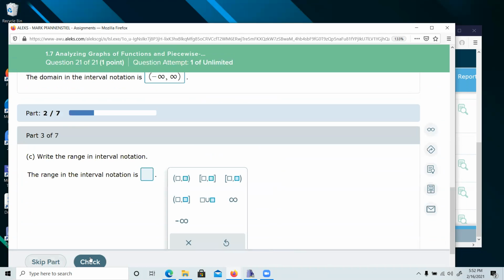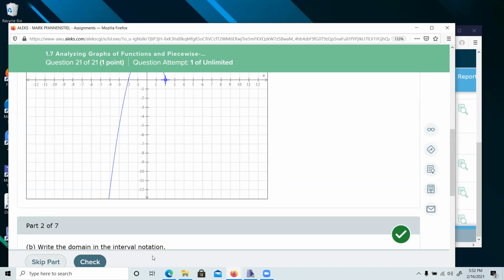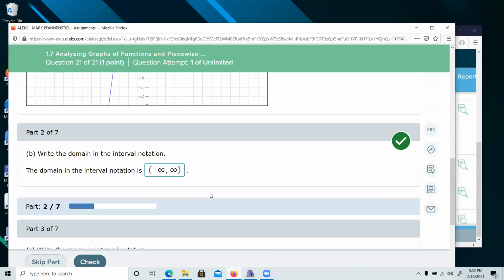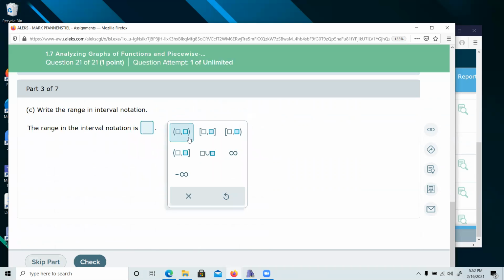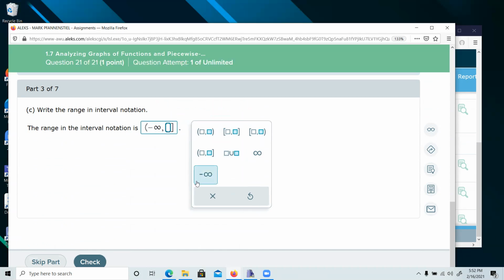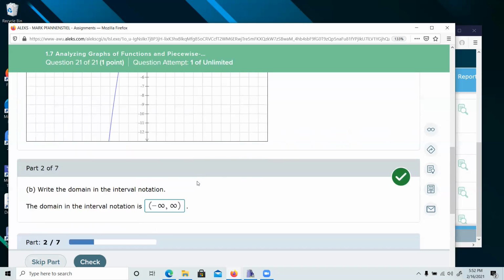I hope they ask us the range. They do. Oh, look at this. Okay, these are all the legal values of y. So the highest point on this particular graph is at 4. So we're going to go from negative infinity up to 4, right? And we need one of these because we actually hit 4. We're going to say negative infinity up to and including 4.